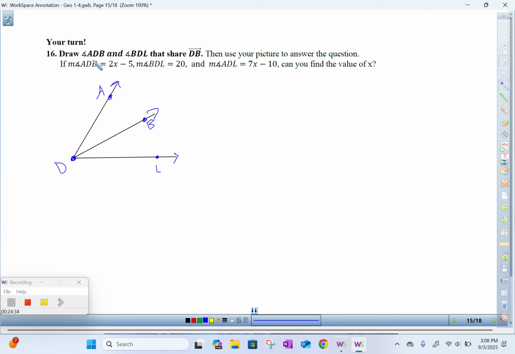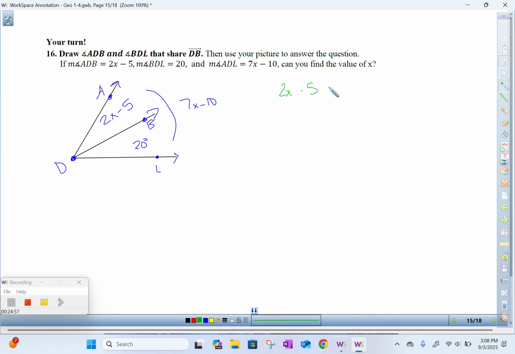Okay, so now it says ADB, that top one, is 2x minus 5. And BDL, the bottom one, is 20. It says ADL, the big one, is 7x minus 10. Can we use that to find x?